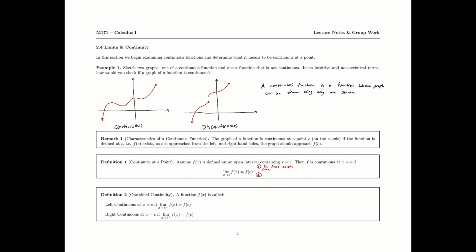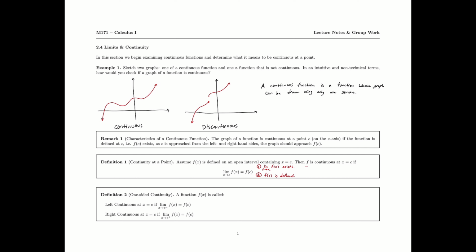Because how can you have something equal to something else if one of those two things doesn't exist? If it's equal to something that exists, then it has to exist. Sounds weird when you say it out loud, but I want to emphasize the limit exists. Second thing this says is that f of c is defined. Again, sort of with existence. If you're going to assign a value to something, you have to make sure that it is present and exists.